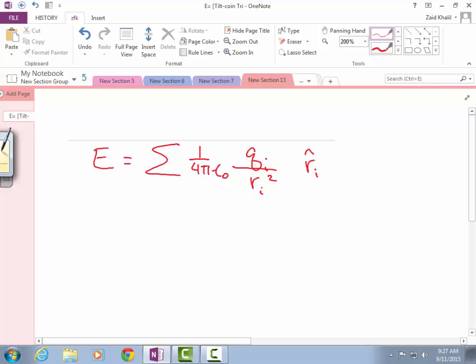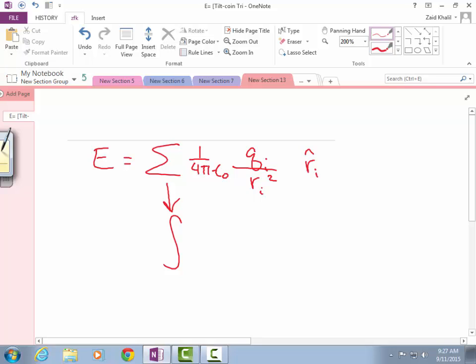Now, how would I go and take this to the continuum? In other words, what is going to change if I go from a set of discrete charges to a set of continuous charges? Well, it's not going to be a sum. The sum becomes an integral, because the integral is just a continuous analog of a sum.